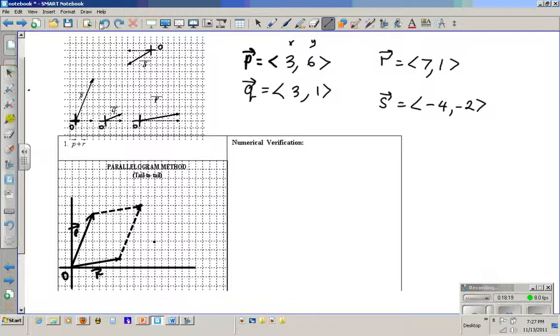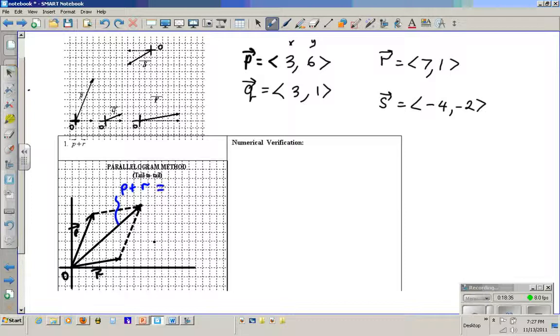Let me do that again, because I think I'm a little bit off. So, two tails to the tip right here. That is your answer, okay? So you can make a line extension and call that P plus R, vector P plus R.